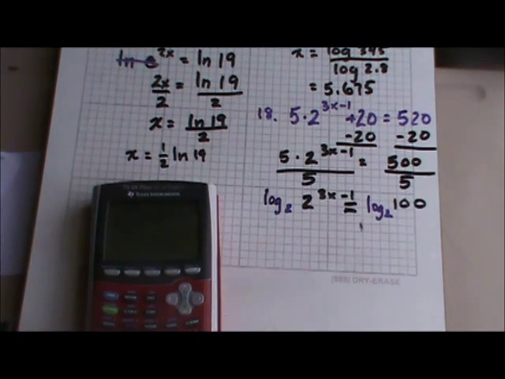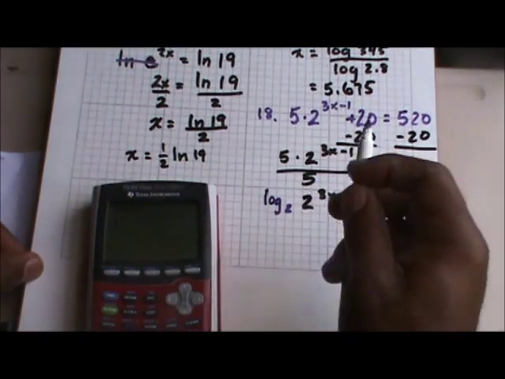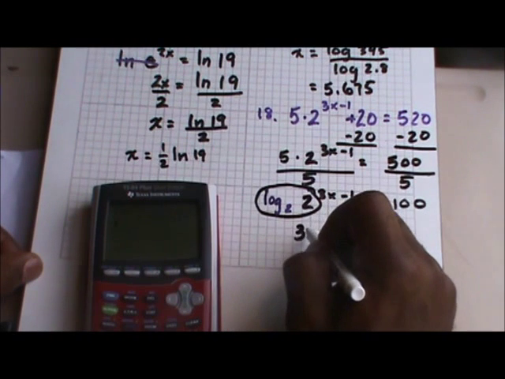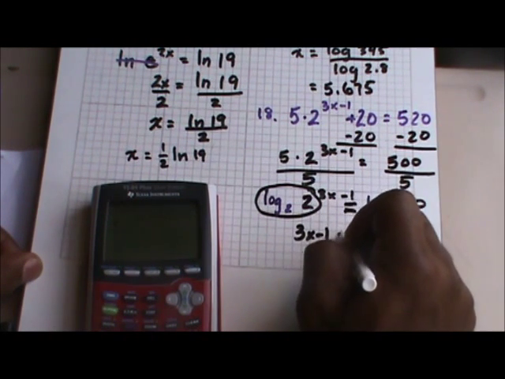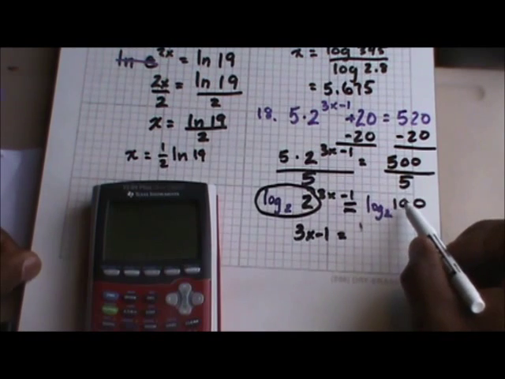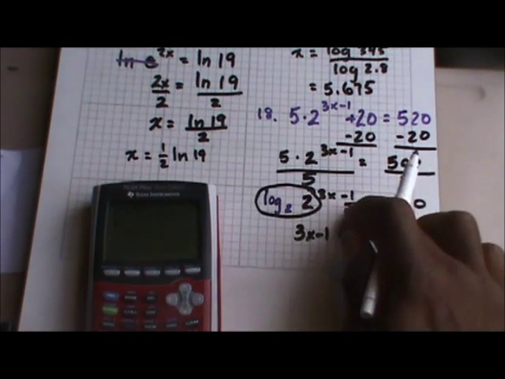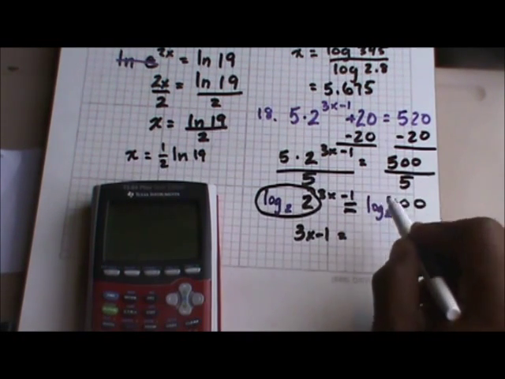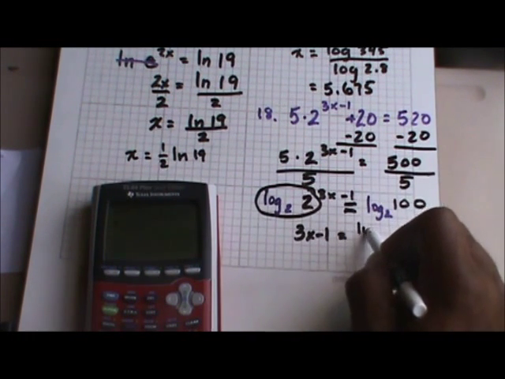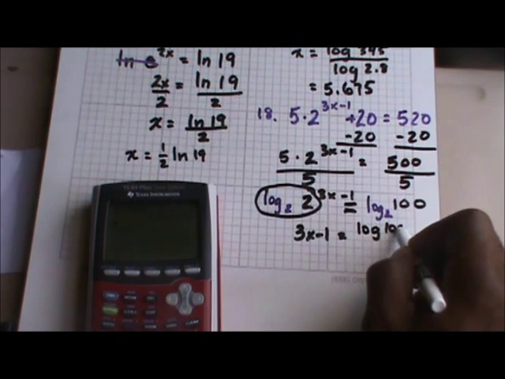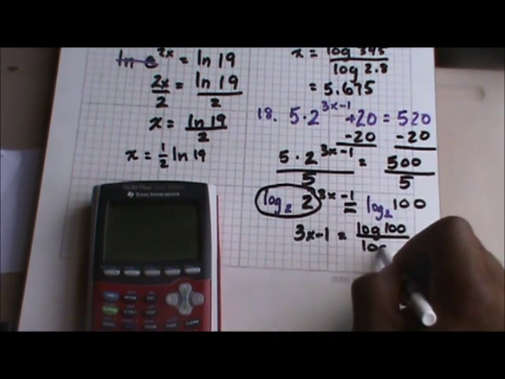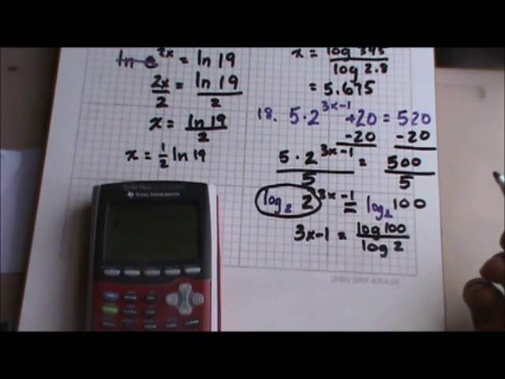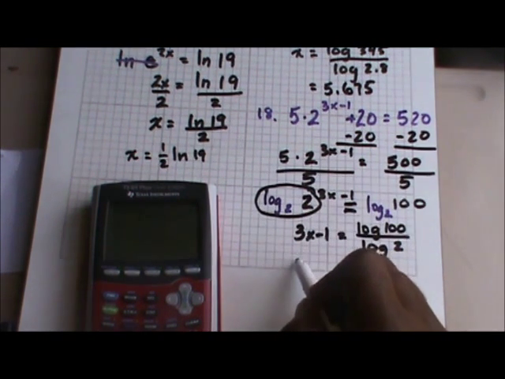All right, as such, the log base 2 of 2 cancels. That whole thing cancels. Brings down a 3x minus 1 is equal to, now, for the sake of what we're doing, we're going to just go ahead and change of base this now. So this is log 100 over log 2. Now, log 100 is equal to 2. If we want to change that, we can.